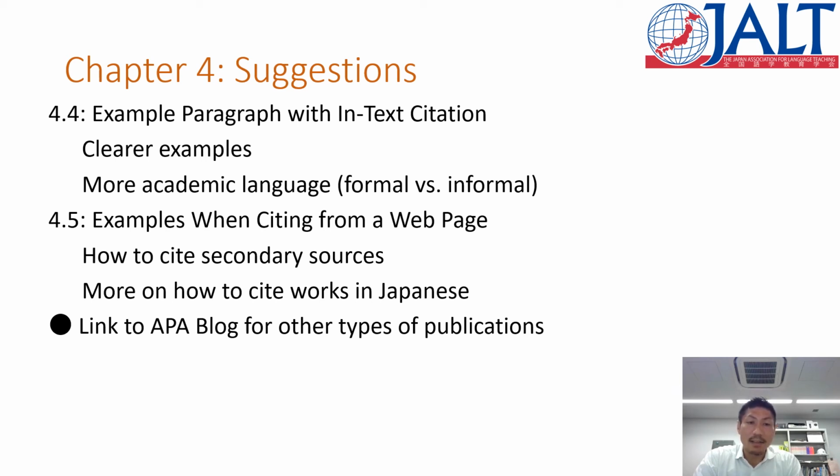One other thing is that some teachers wanted to have a link to the APA blog for other types of publications that we could not include in the current version because of the page limitation. It's a great idea to show other types of publications, and it promotes the students' self-learning about how to cite things in their writing. And chapters 5 and 6 didn't have any section that received a not useful rating. So now John will discuss a possible revision plan.